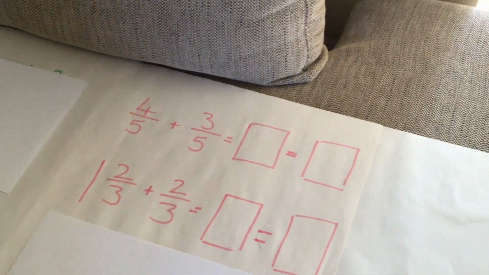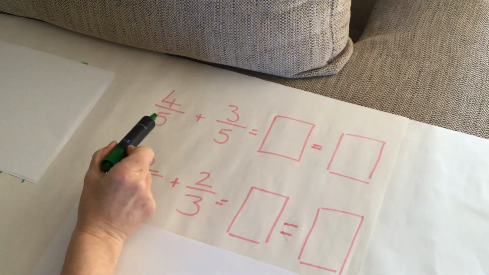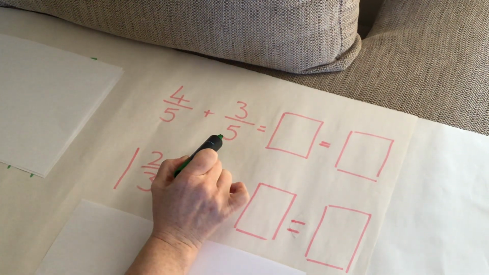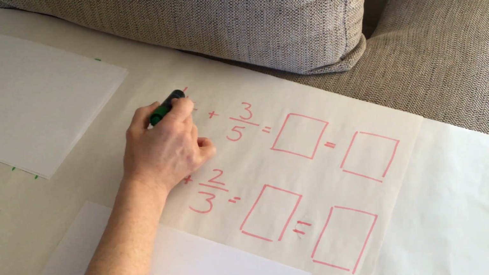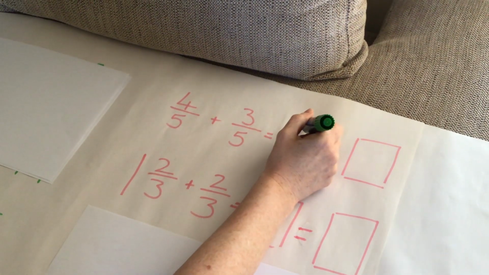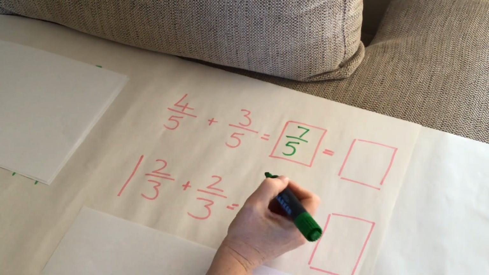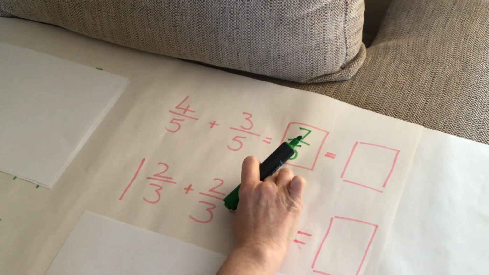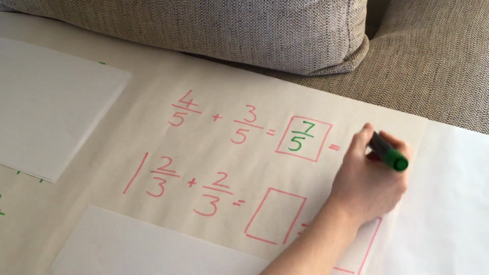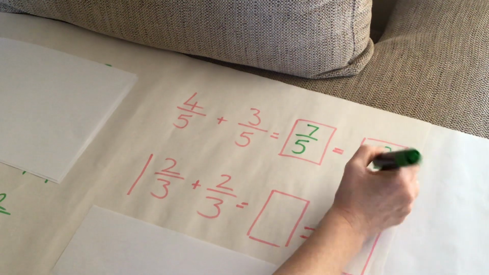Moving from a picture just to the fraction calculation, we've got a calculation here that says 4/5 added to 3/5. So in your head you can do 4 added to the 3. How many fifths is that? Well, that makes us 7/5. We know this is an improper fraction, so I'm going to show it as a mixed number here. 7/5 is the same as 1 and 2/5.